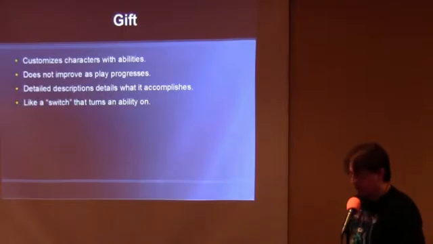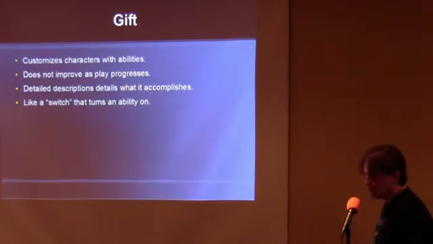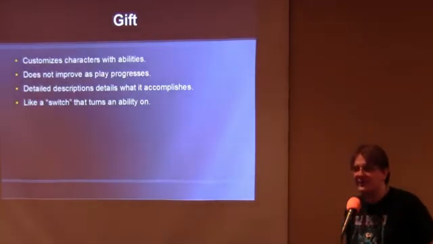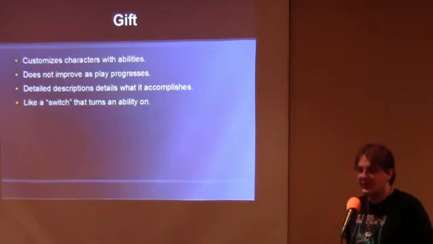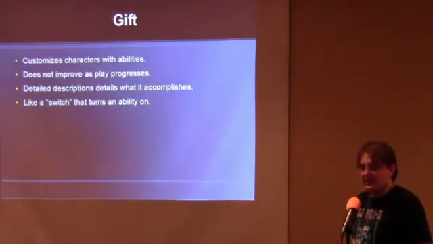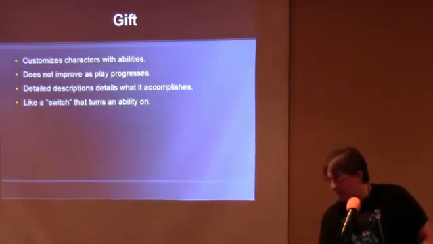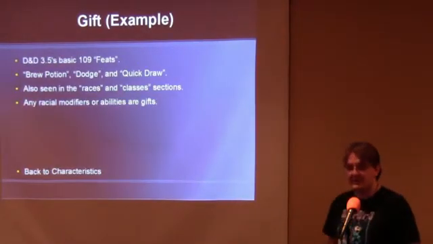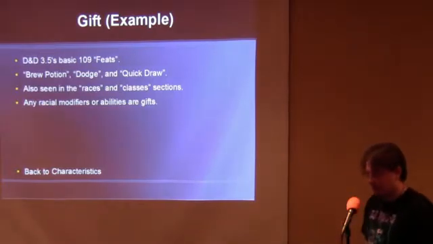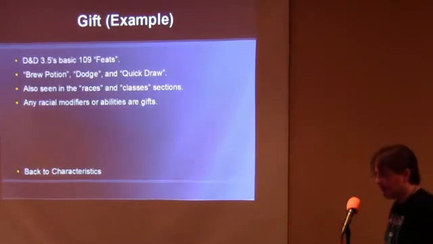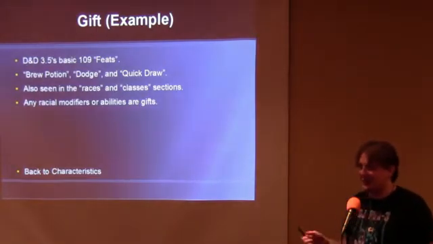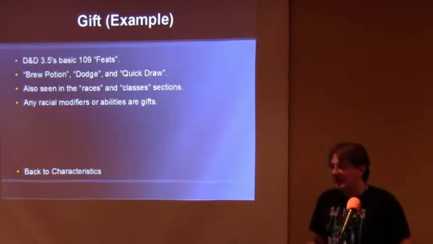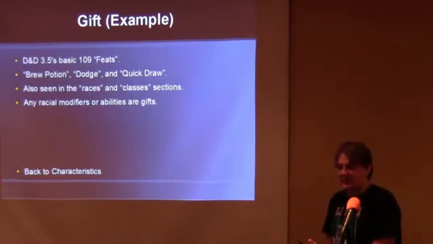These customize characters with abilities. A gift does not improve as play progresses, and the detailed description says what it accomplishes. It's like a switch that turns an ability on and off. You don't get better night vision, you have night vision. So that's what a gift is. An example would be D&D 3.5's basic 109 feats, like Brew Potion, Dodge, and Quick Draw. In the case of Dodge, yes, you can dodge better, but the ability it grants does not get any better. So it's a set ability that doesn't change and is well defined.